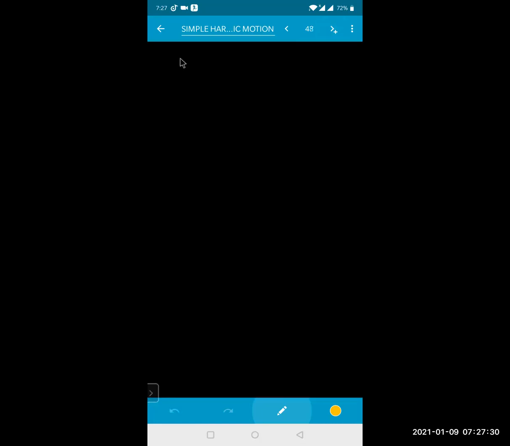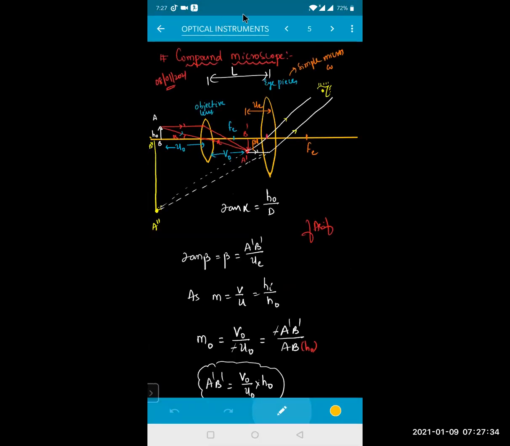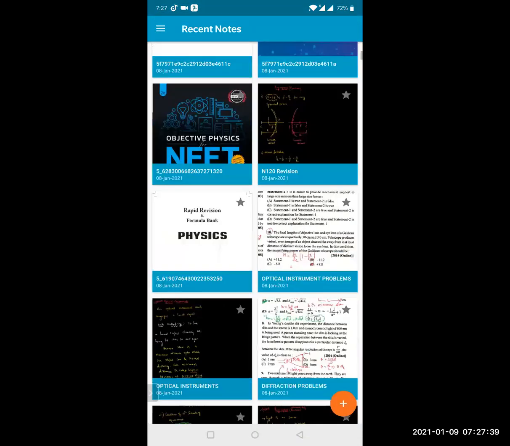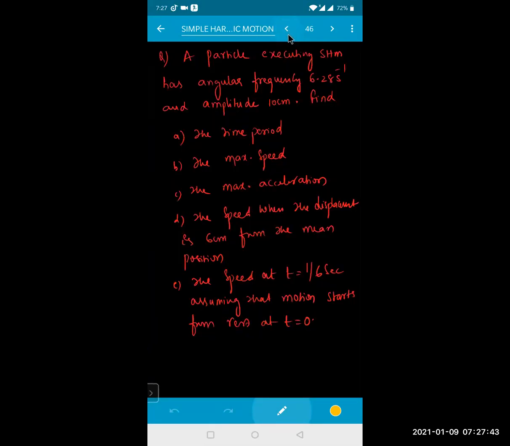Okay. Next one is number D. So what is the number D question? What is number D we got? The speed when the displacement is 6 centimeters from the mean position.